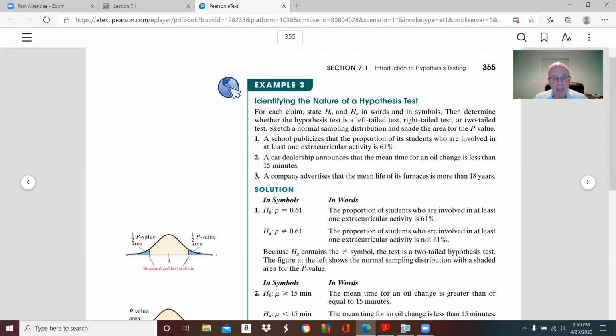And again, when we calculate the test statistic, it's either going to be negative or positive. If it's negative, we find this area and multiply it by 2. If the test statistic is positive, we find this area and then multiply it by 2.